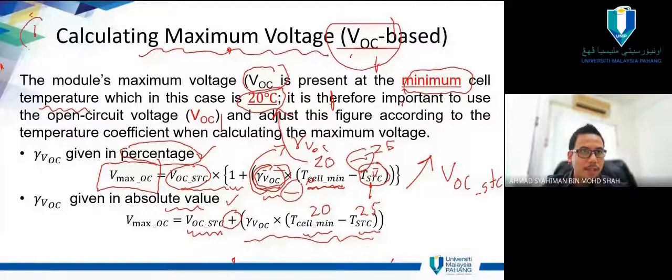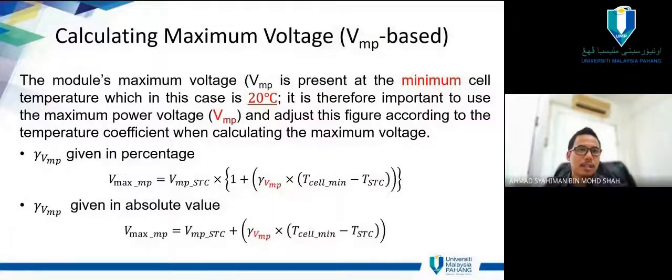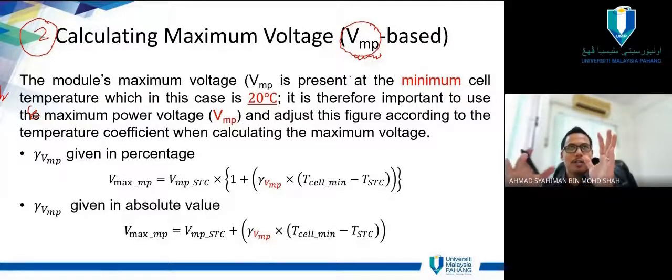Jadi dapat. Okay, so this is the first. Second case, number 2: calculating the maximum voltage, VMP base. This time is VMP. Just now it's VOC, now it's VMP. Don't get confused, don't get cuak lagi sebab kita go one by one lah. Jangan takut yang belakang-belakang tu.